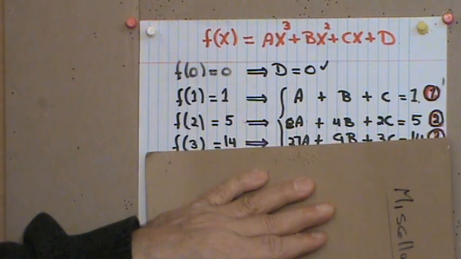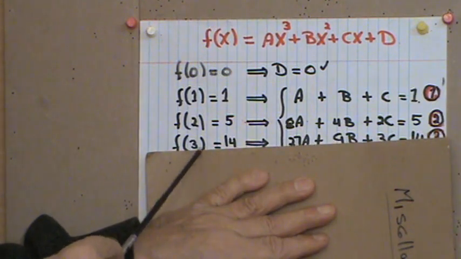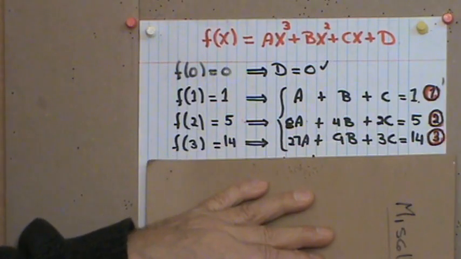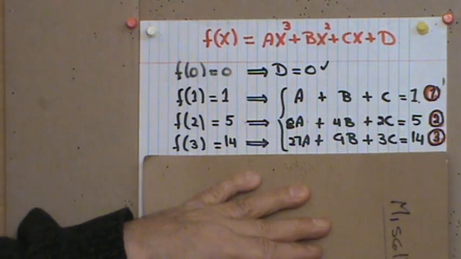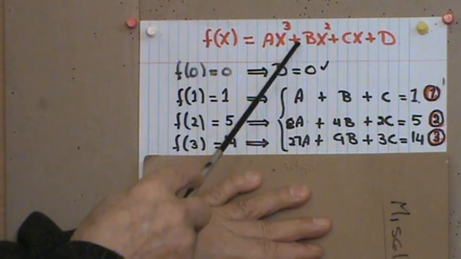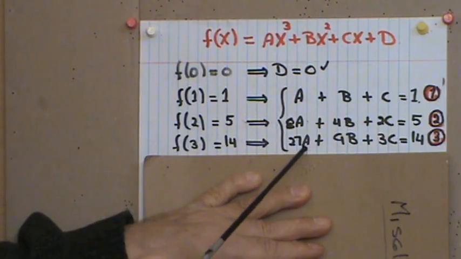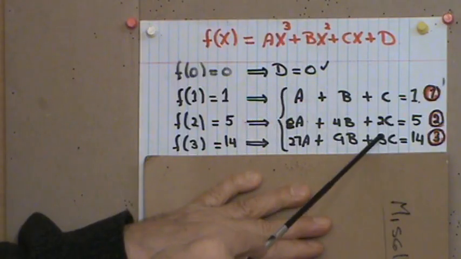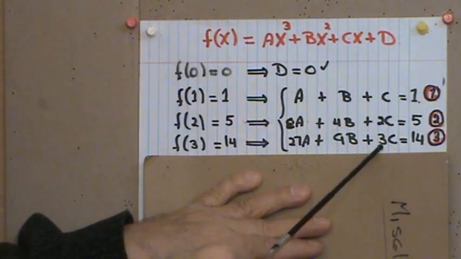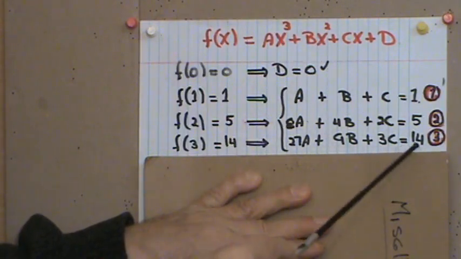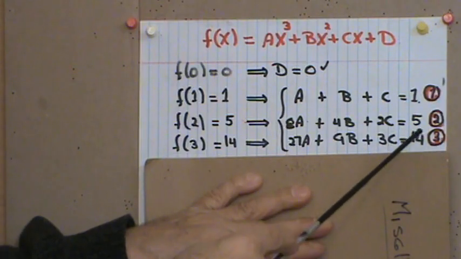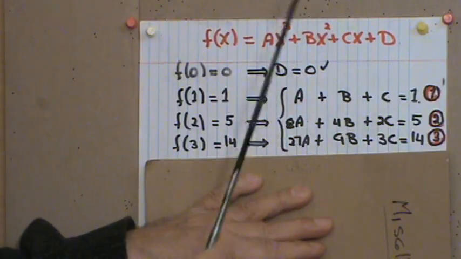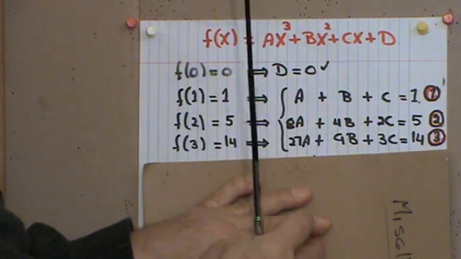Now I need the third one. The third one, when the input was 3, the output was 14. Remember from the previous data? So I put 3 for x, I get 27a plus 9b plus 3c equals 14. These are my 3 equations. So I have 3 equations with 3 unknowns, so I'm going to find my unknowns.